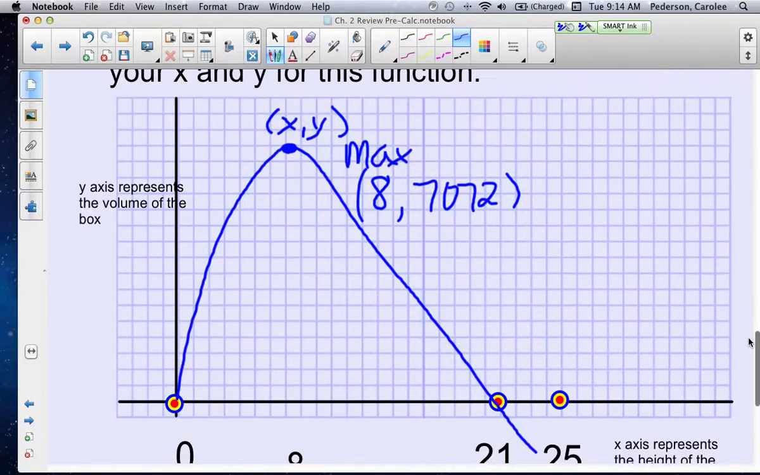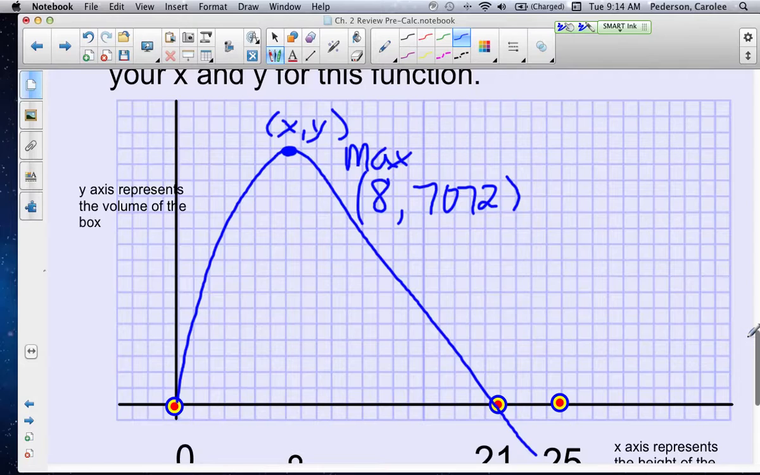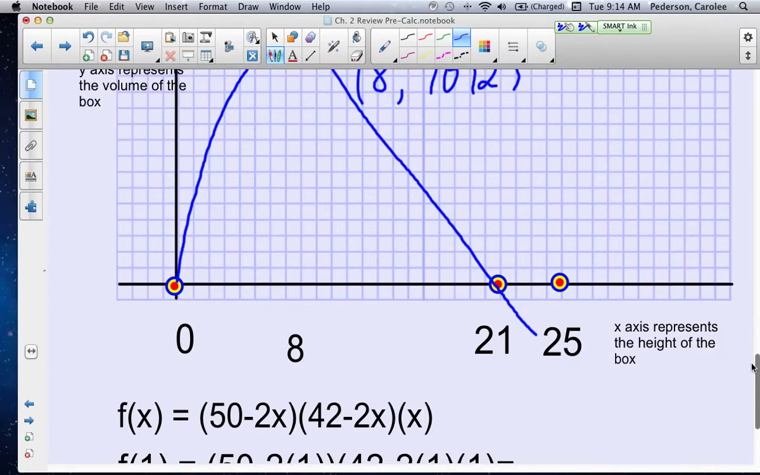Okay. Then, this is a pretty big picture. Remember the y-axis represents the volume of the box, that's your f of x, your V, and then the x represents the height of the box. So you would go out and graph the snake. So here are your 3 x-intercepts, and the snake will come back up. You want to find out what's that hill.